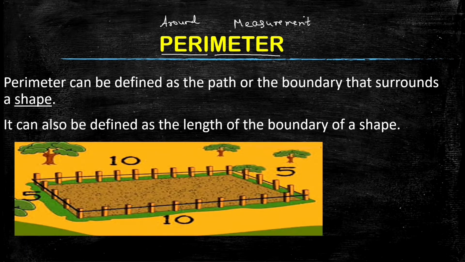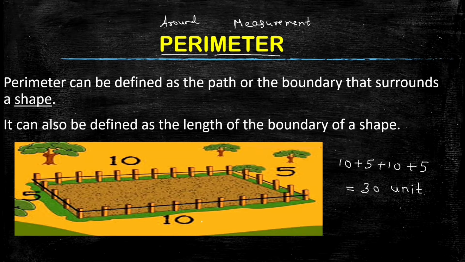In this picture, we see a garden and there is a fence around it. By perimeter, we here talk about the fence, not about the inner region of the object. We are concerned only about the length of the boundary. Here, the length of the boundary would be 10 plus 5 plus 10 plus 5, which is nothing but 30 units. And the unit of measurement of perimeter would be in units.